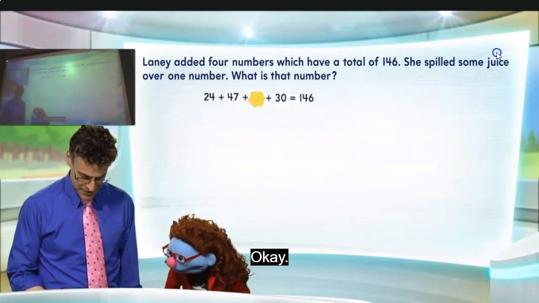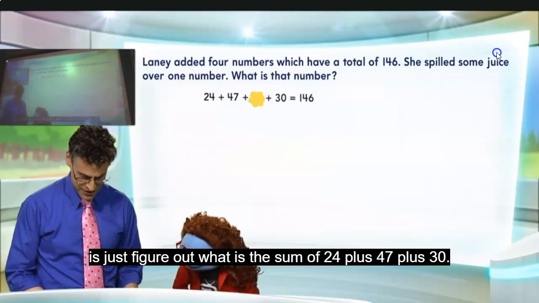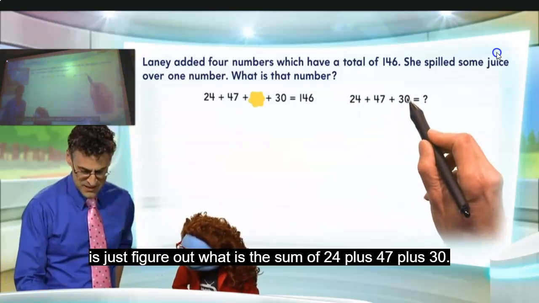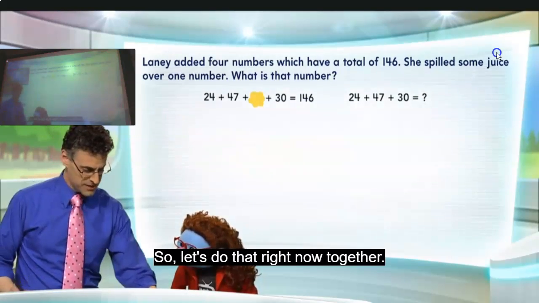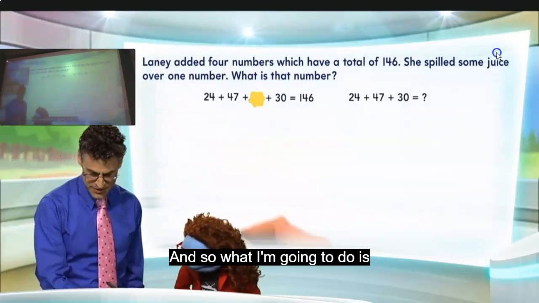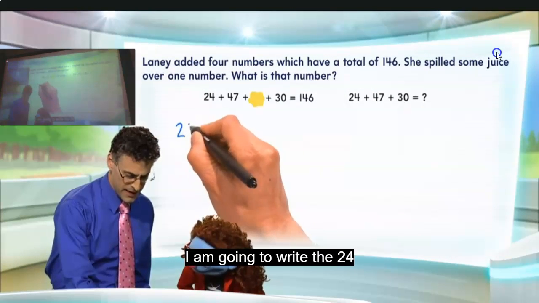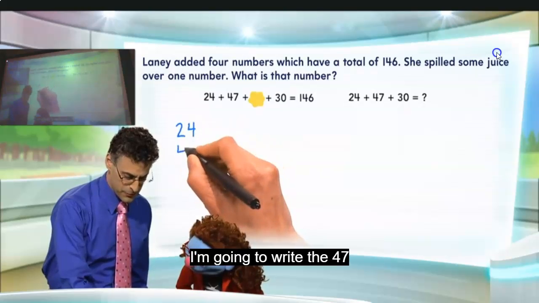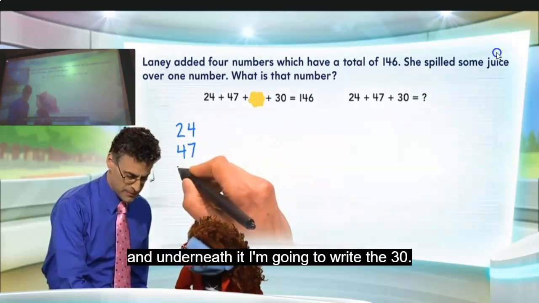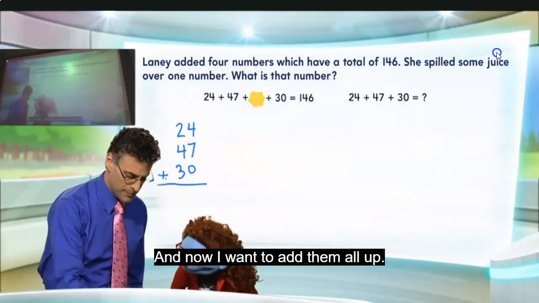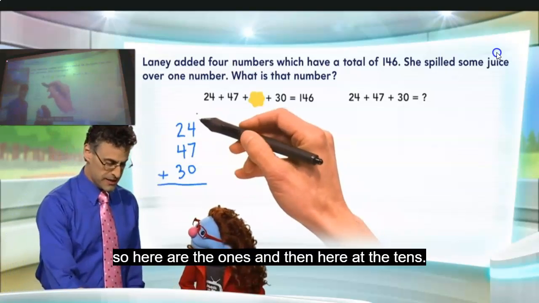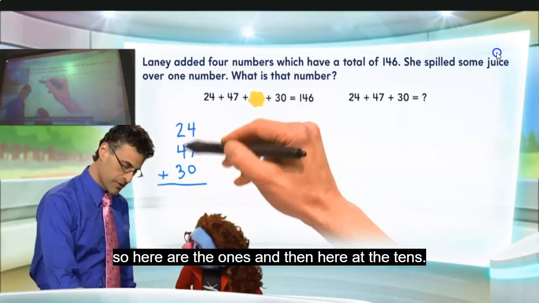Oh, let's do it. Okay, so the first thing we have to do is just figure out what is the sum of 24 plus 47 plus 30. So let's do that right now together. Okay. And so what I'm going to do is I'm going to write the 24, and then underneath it I'm going to write the 47, and underneath it I'm going to write the 30. And now I want to add them all up.